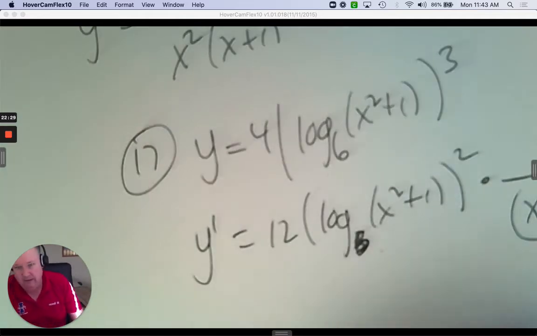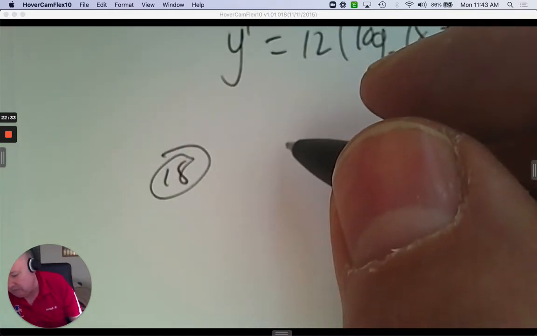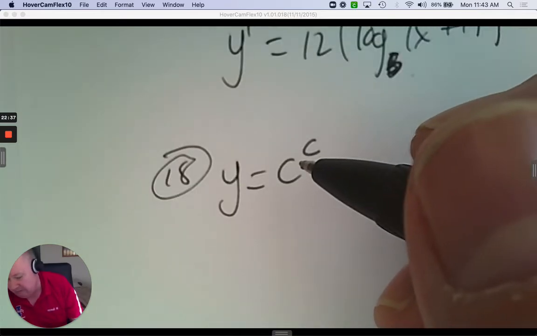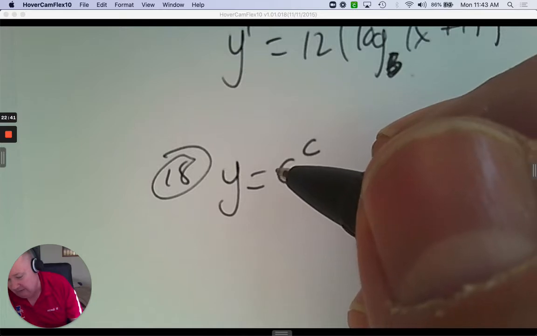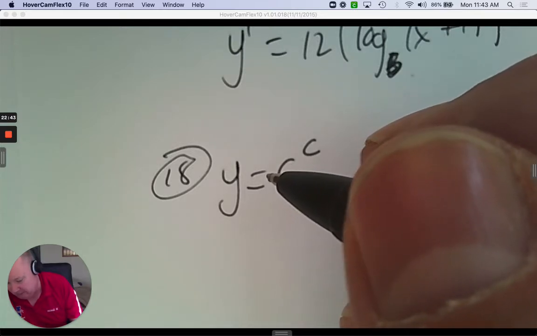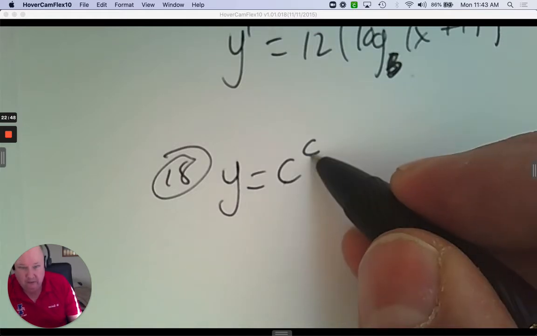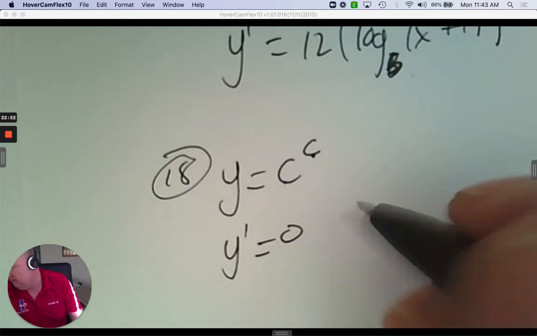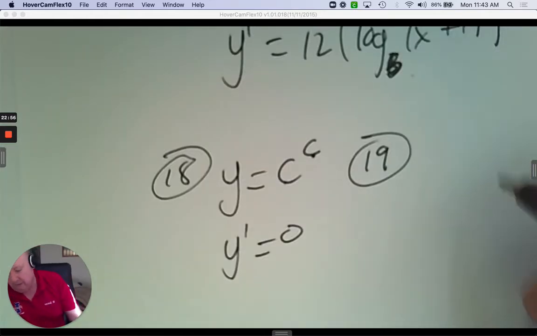So next page. In number 18, y equals c to the exponent c. It says, if possible, differentiate each function. Assume c and c are constants. And one example is not possible with techniques you have learned. So note the differences in each problem. So a constant to the exponent that's a constant would mean the derivative of this would be 0. Number 19, because the derivative of any constant is 0.